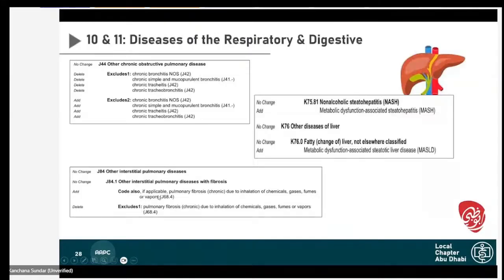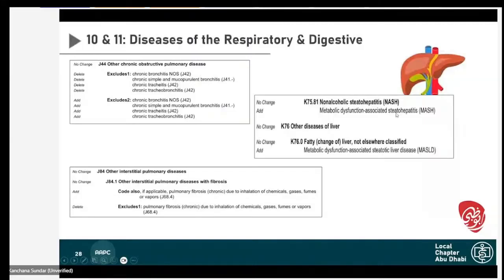And coming to the digestive system, they have only added an extra inclusive term for fatty liver, which is metabolic dysfunction associated steatotic liver disease. And the same they have done with non-alcoholic steatohepatitis. They have added metabolic dysfunction associated steatohepatitis. So this is the only change with respiratory and digestion.